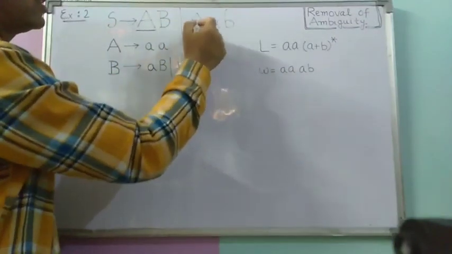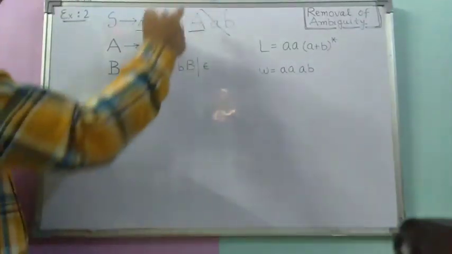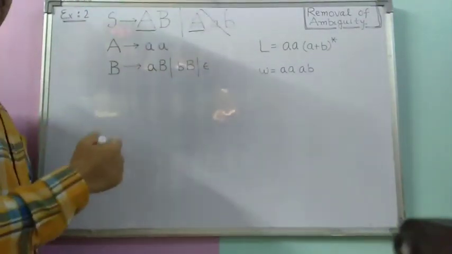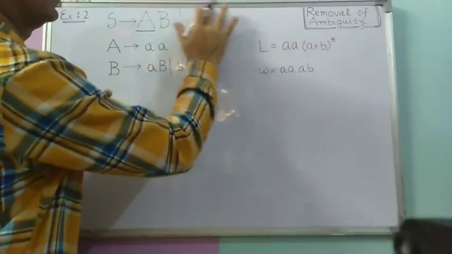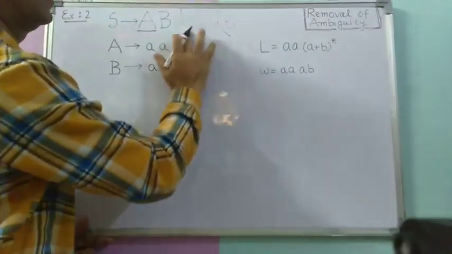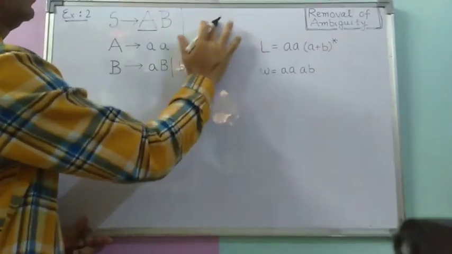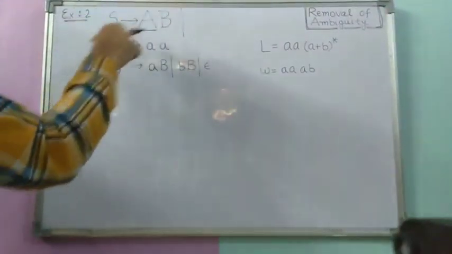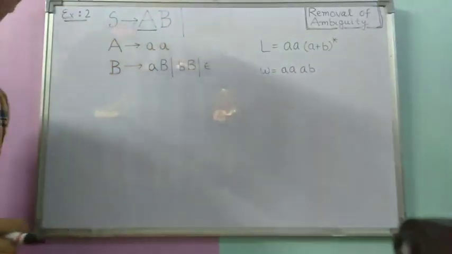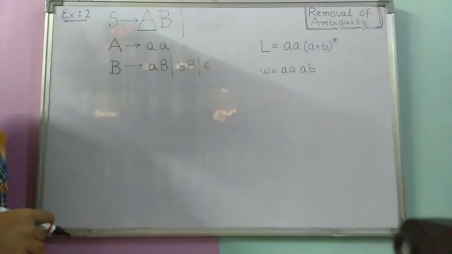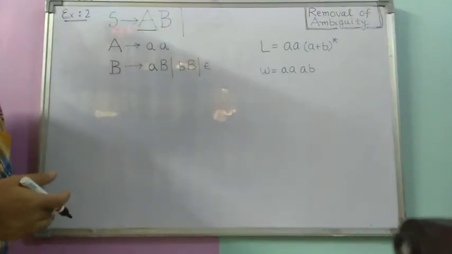So what we will do, we will just remove this production, and the remaining grammar will be the unambiguous modified grammar. So we will remove this, and this will be the unambiguous modified grammar. S to capital A, capital B, A to double A, and B to this. So this is how we handle the common prefixes and common suffixes.